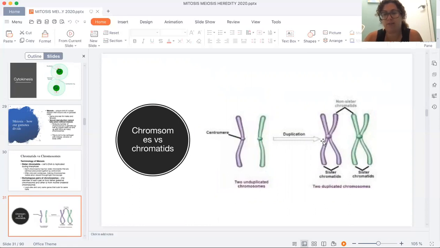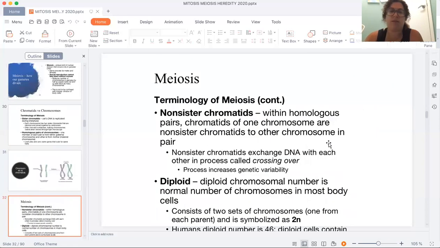sister chromatids. See, this pair here is a sister chromatid. And I already said that's non-sister chromatids. They're within the homologous pairs, but the chromatids of one chromosome are non-sister chromatids to the other chromosome. And this is important because we need non-sister chromatids to exchange DNA, in what's called crossing over. And this is what makes us all so diverse as human beings.